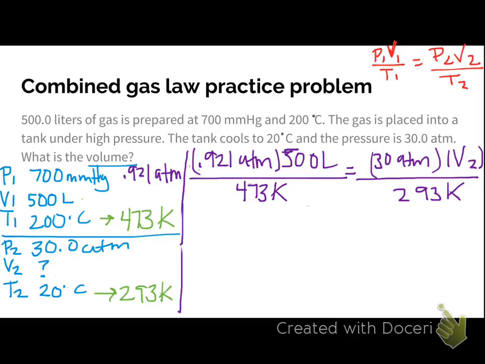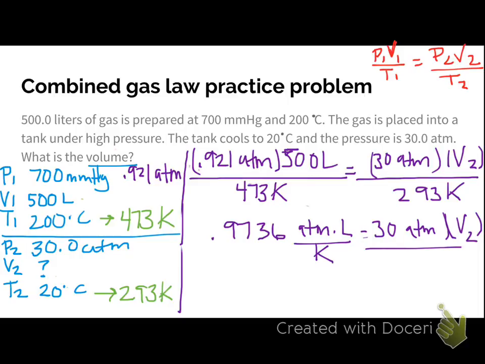All right, let's solve on the left side so we can get all those numbers put together. 0.921 times 500 divided by 473. So on this side we're going to have 0.9736, and my units, nothing cancels. So we are going to have atm liters over K equals 30 atm times V2 over 293 K.